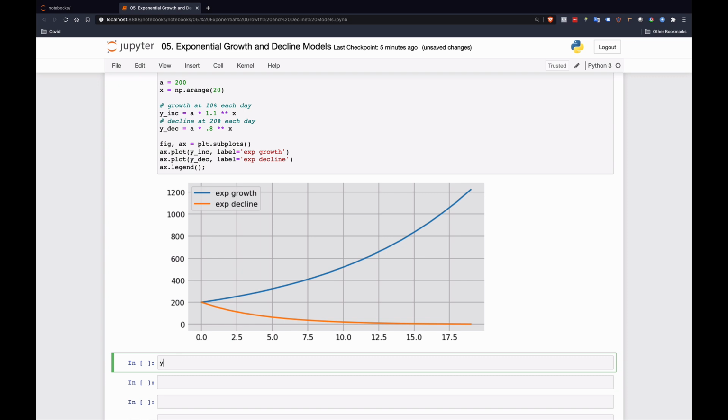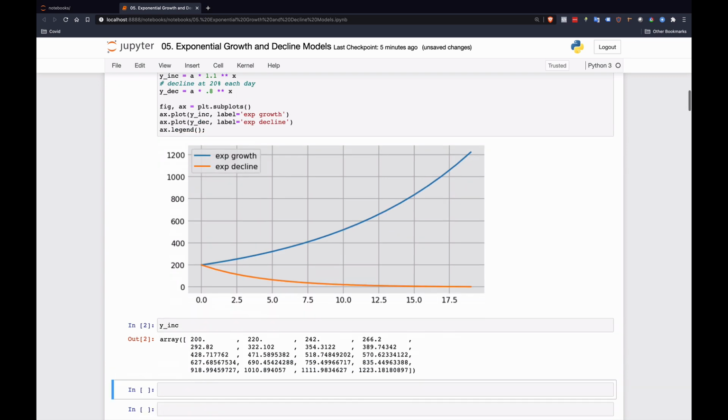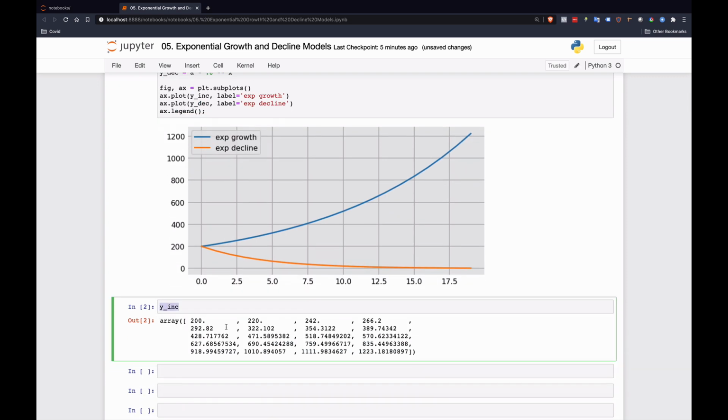So you can even look at the values by printing out Y inc. You can see 10%, that's easy to calculate the first day. Another 10% is more than 20 for the next day, because we're doing it on the 220, not the 200. It's not a linear growth, it is an exponential growth. And then that 10% starts to accumulate more and more, and it will get faster and faster. It will move towards infinity.